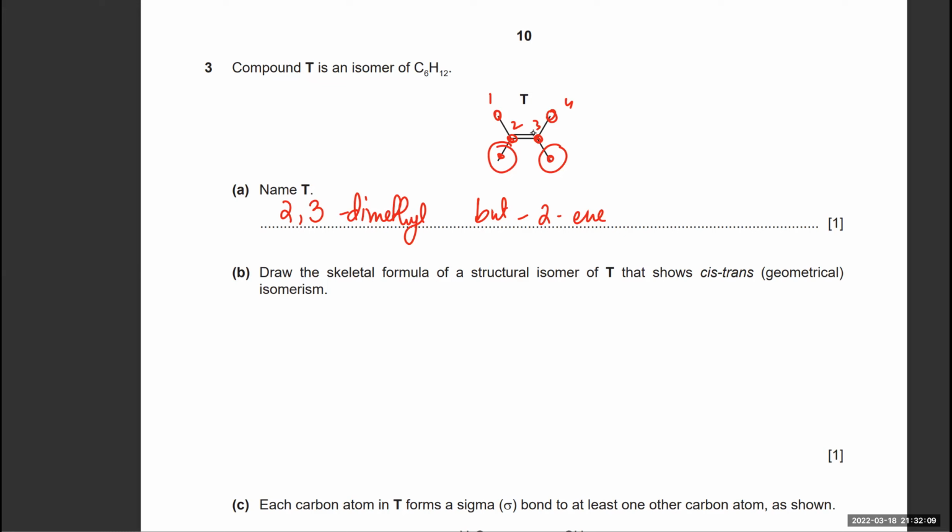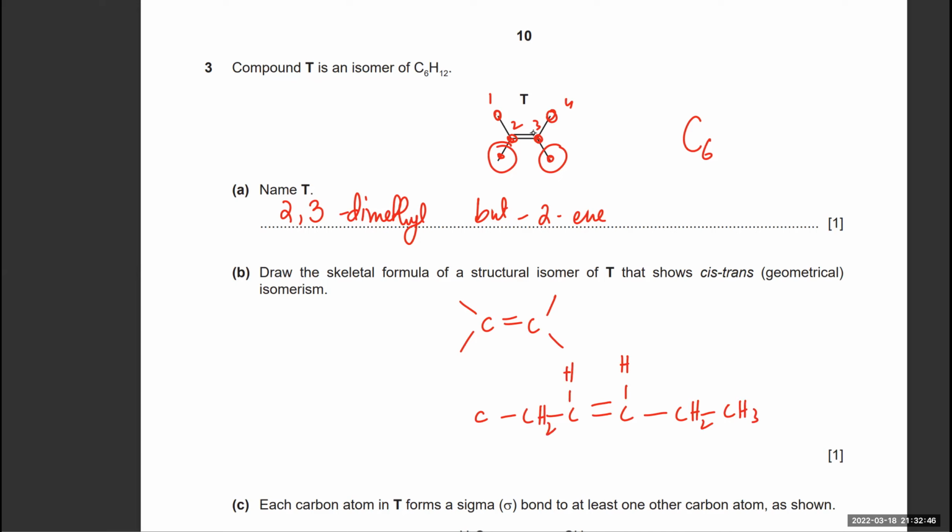And then he's asking for the skeletal formula of an isomer of T that shows cis-trans. So you've got to make an isomer of T that shows cis-trans. You've got 1, 2, 3, 4, 5, 6 carbon atoms. So I have to make an alkene that shows cis-trans. For cis-trans, you need two different groups on both sides. With 6 carbon atoms, if I put them in a straight line, 3 and 3, that's 6, and put a double bond over here, there would be two different groups on the carbon in the double bond.